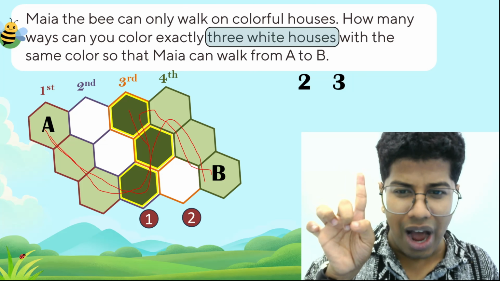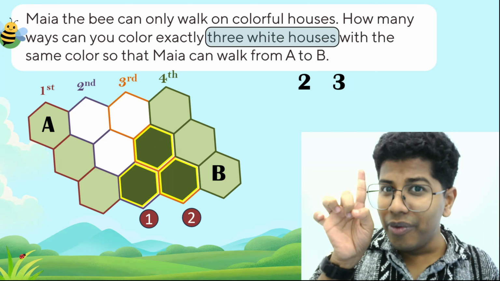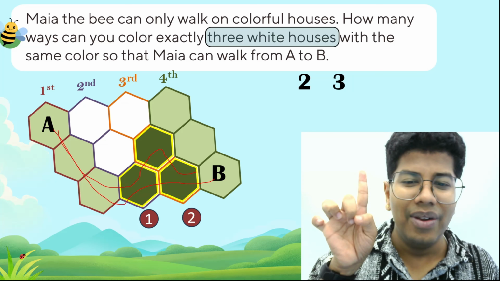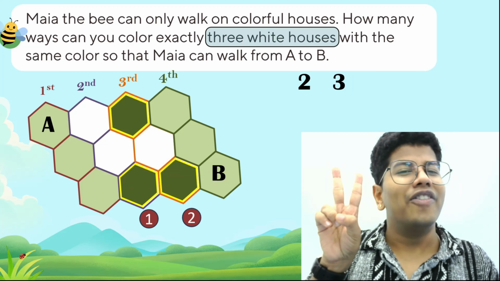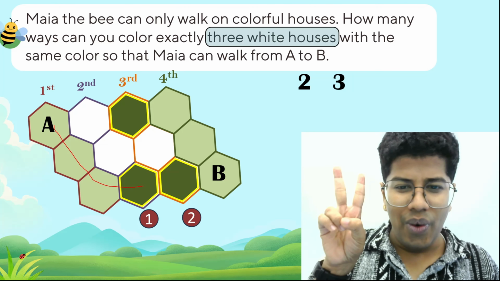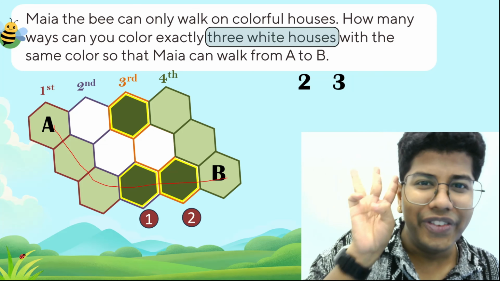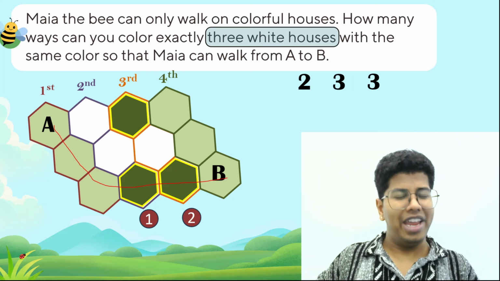Now let's move down, keeping the first one the same. This is it. Now will the bee still walk? Oh, we can observe it can still walk. So this is another way. Now keeping the first one the same, 1 and 3, let's see. Oh, the bee can still walk. So here there are 3 ways. So I can write down 3 of the following ways.